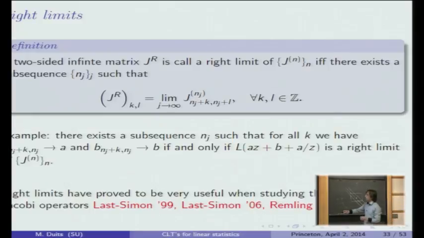Okay? So if you think about it in the results I had so far, these right limits are actually the Laurent operators. These right limits are two-sided infinite matrices, and if the recurrence coefficients have a limit, then the right limit is a Laurent operator. These right limits were introduced by Last and Simon, and have been used to characterize spectra of Jacoby operators. I don't want to go into detail there, but they have proved useful.